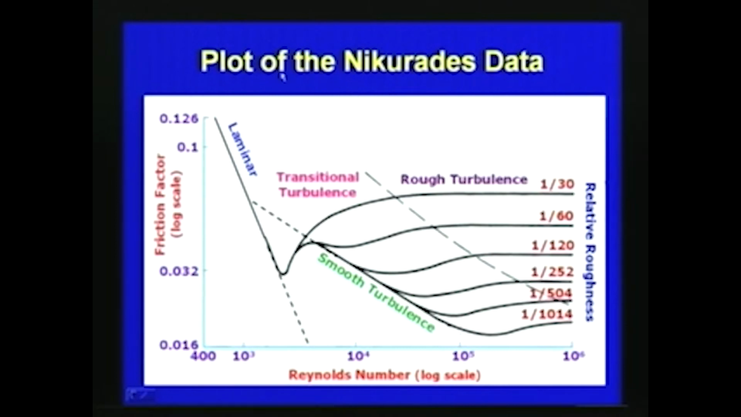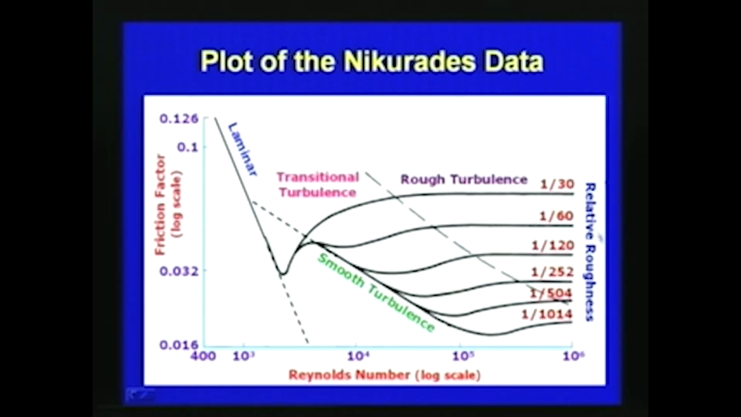So, this is the graph derived by Nikuradse from the large number of experiments he carried out in the laboratory. It is very similar to the Moody diagram which we have seen earlier. The friction factor is on a log scale on the y axis, and the Reynolds number is on a log scale on the x axis. The relative roughness is given as epsilon by D, where epsilon is the roughness height. So, 1 by 30, 1 by 60, like that.